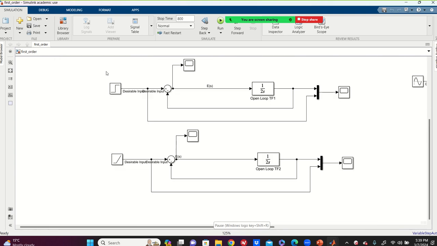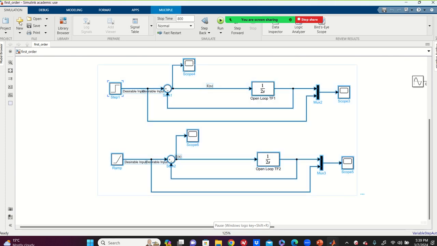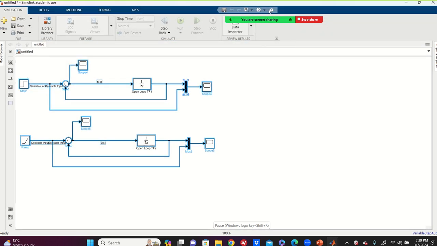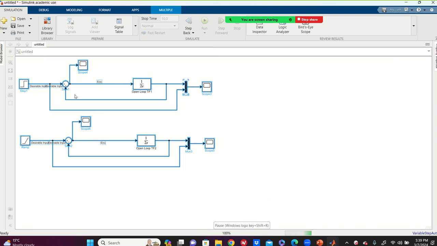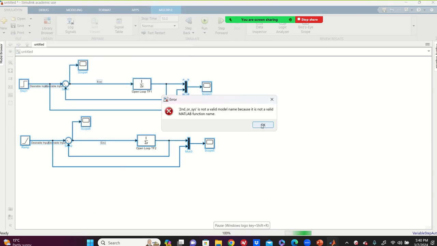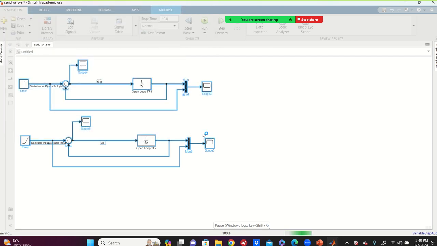Okay, good. So I'm going to copy and paste this one, because the body of the second order system is going to be built later. I'm going to paste it here, and then I'm going to save it as M530, second order system.